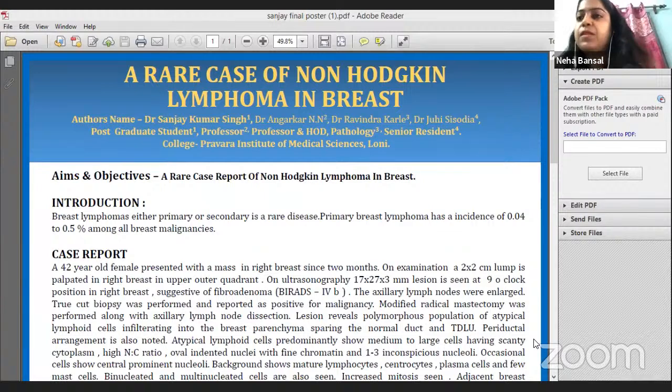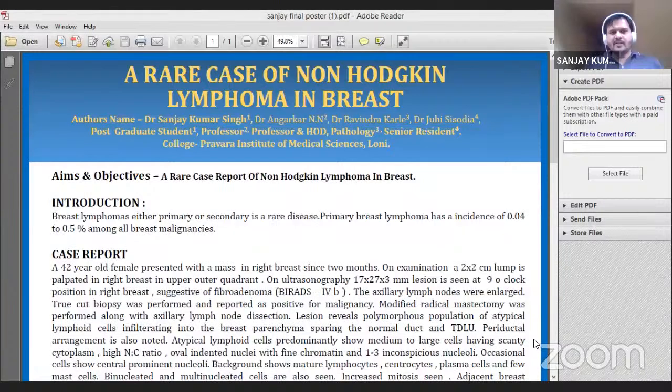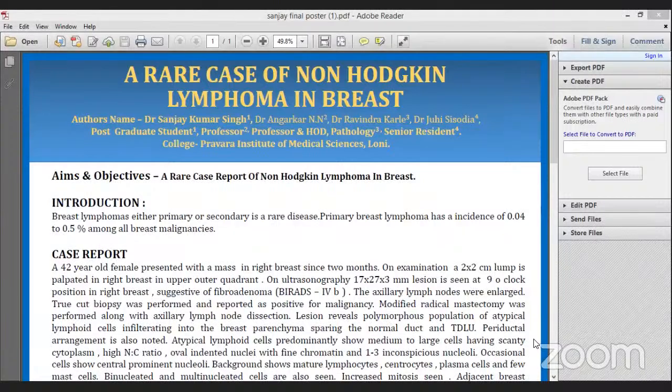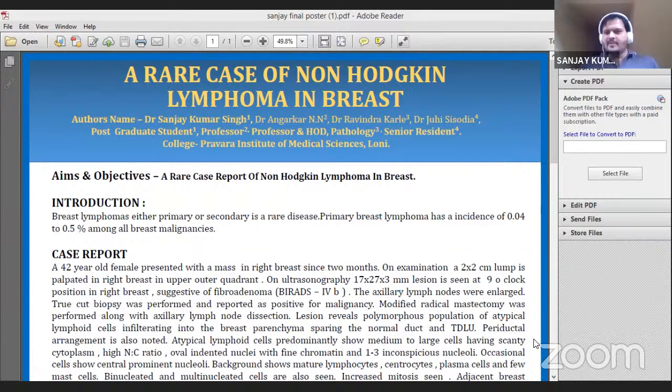Ma'am, I've made a poster on a rare case report of non-Hodgkin lymphoma in breast. So breast lymphomas are either primary or secondary, and it is a rare disease. Primary breast lymphoma has an incidence of 0.04 to 0.5%.